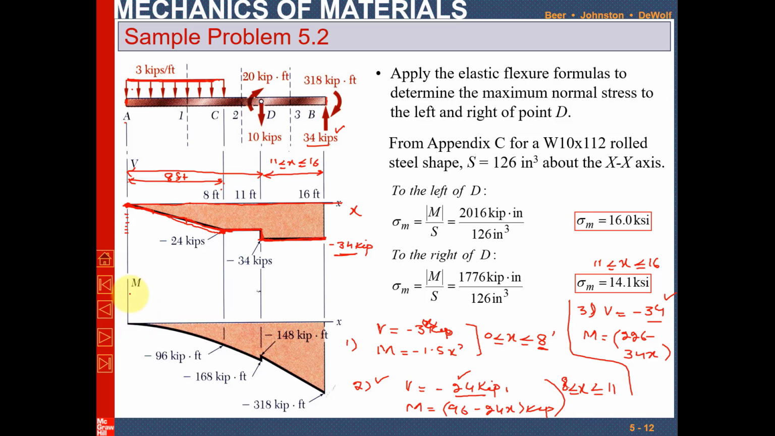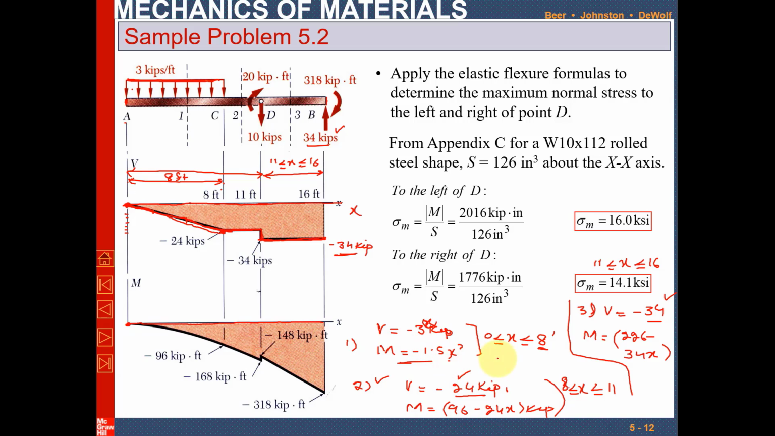Now for the bending moment diagram, again we will draw the horizontal line between the end of these two beams. Clear? And we will use these three equations. So let's start with the first equation. Now M is equal to minus 1.5 x square, where x is greater than or equal to 0 and less than or equal to 8. So if x is equal to 0, the moment at this point will be 0.